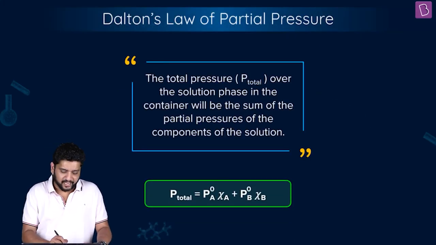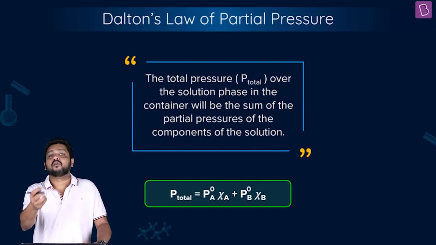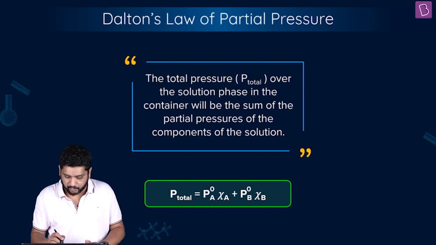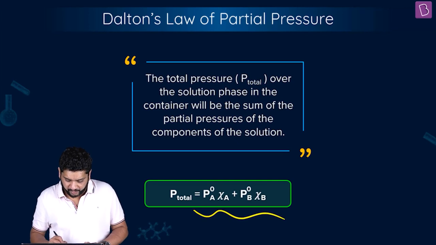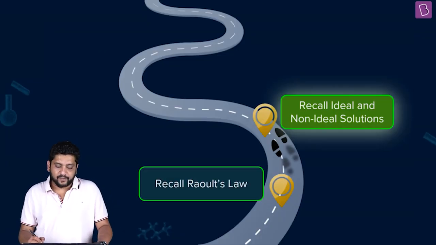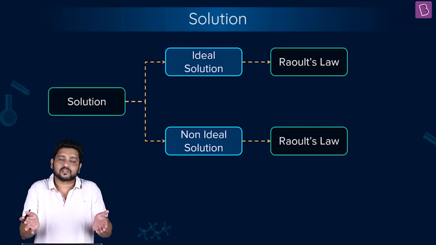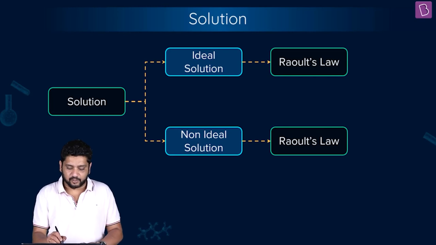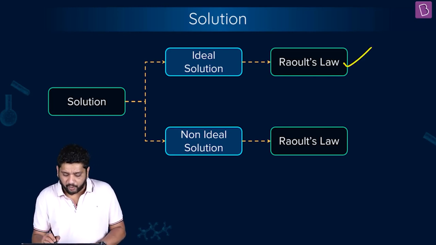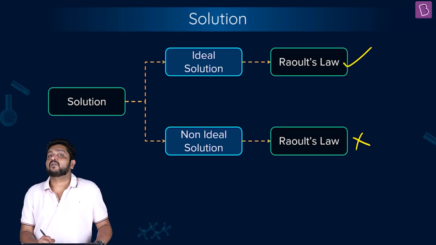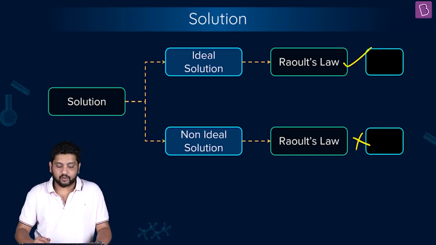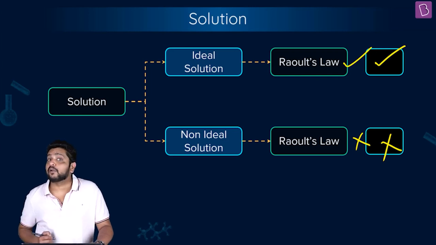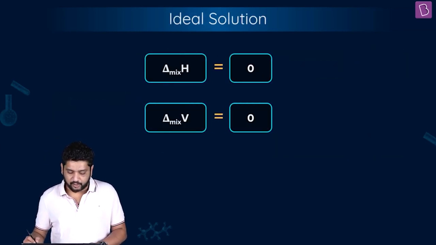Wherever this is valid, we say that such a solution is following Raoult's law and it is an ideal solution, right? So yeah, we have already discussed this. Let's go forward. What is ideal and non-ideal? As I was telling you, when this Raoult's law is entirely valid, we say that the solution can be called an ideal solution. It follows Raoult's law. And the non-ideal solution is one where Raoult's law is not followed. So you can say that Raoult's law is valid in an ideal solution, not valid in a non-ideal solution.